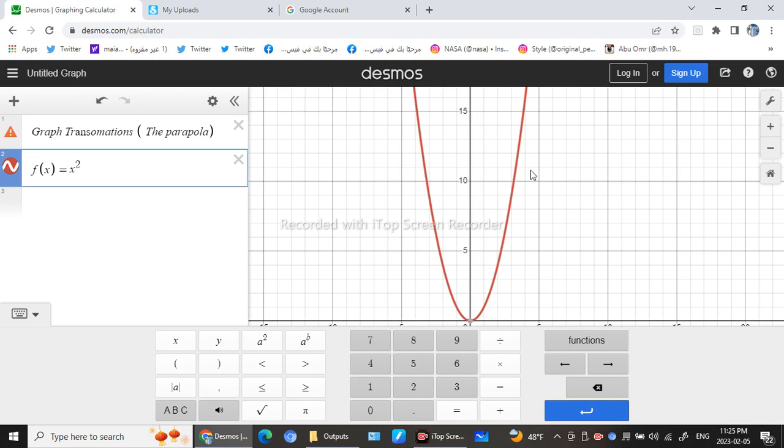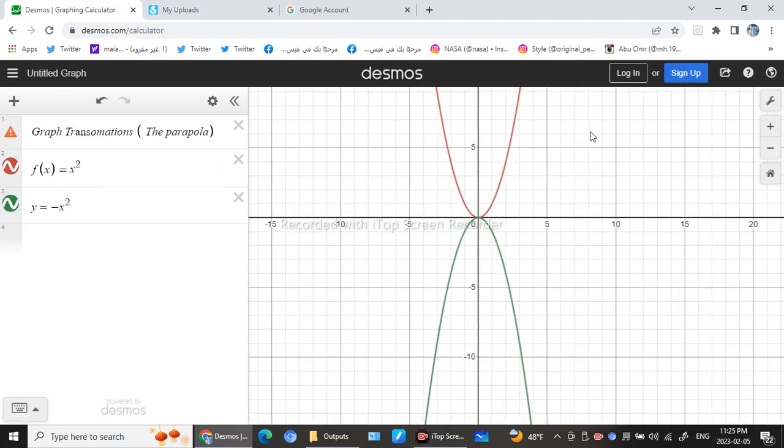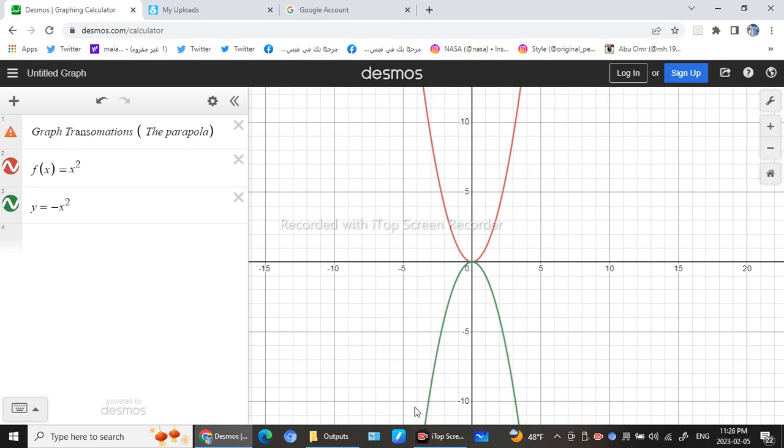Now, see the parabola curve is like a cup, and it is open up. Now, when it is open down, the factor of x squared here is positive. If we replace it by a negative constant, it will turn and reflect down. For example, negative x squared. So it is reflected down, and it is open down. We say here the curve is open down.